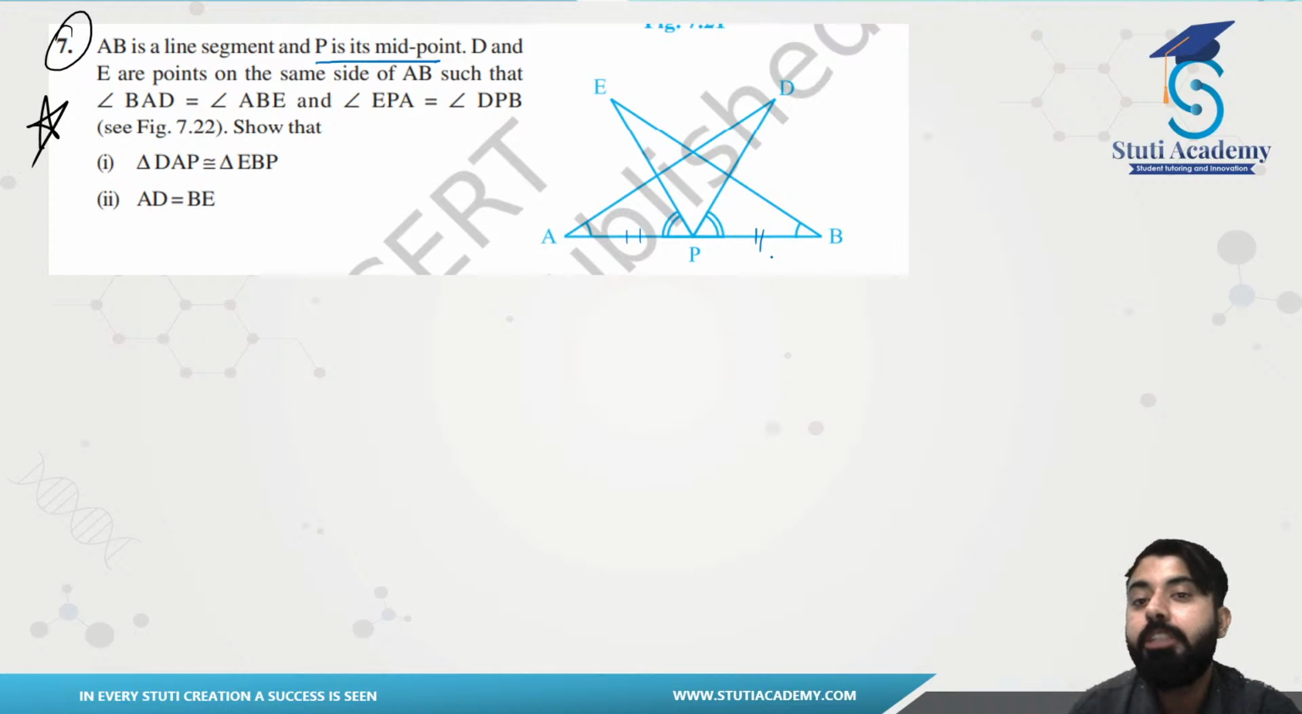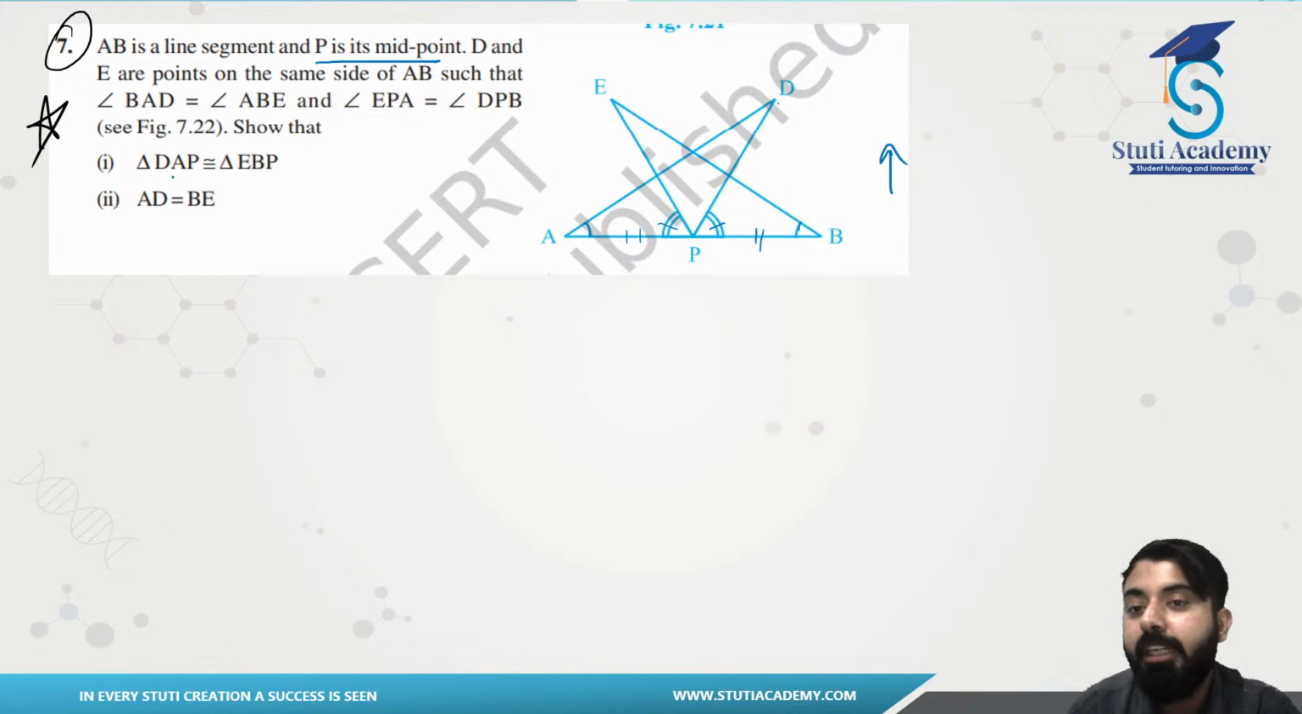D and E are points on the same side of AB. That means upwards. D is here and E is here. Angle BAD, which is this one, is equal to angle ABE, which is this one. These two angles are equal. Similarly, angle EPA, which is this, is equal to angle DPB, which is this.